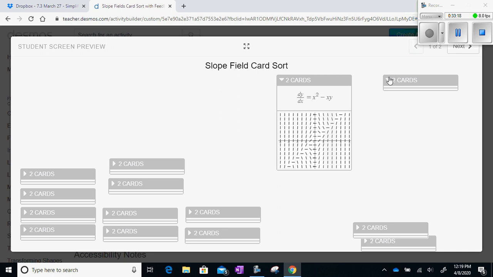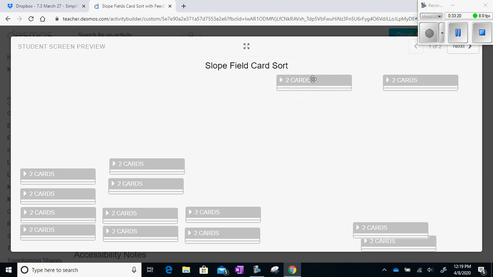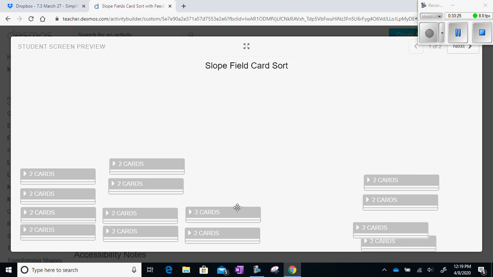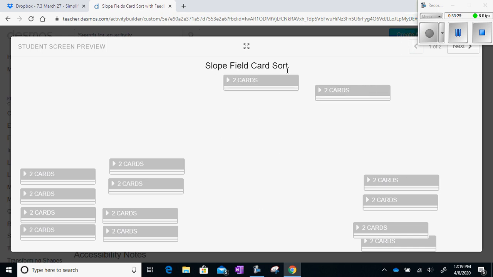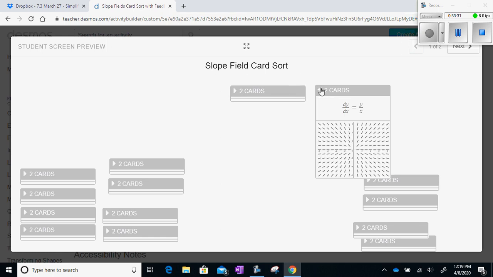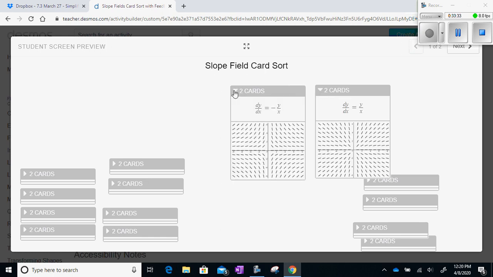Okay, just play with them a little bit. Look at them. Time yourself. See how long it takes you to get through the slope field card match and see if you can improve your time. It's kind of fun to play with. Open these up. We know they're right. We checked them already. Okay, and I'm just curious here.